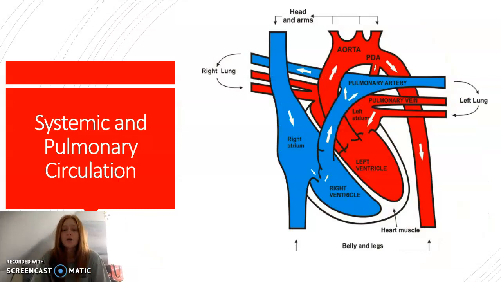So on this slide, we're going to focus on the red part of the heart, which we have learned is the oxygenated blood. So the pulmonary veins empty oxygen-rich blood from the lungs into the left atrium of the heart. And as the atrium contracts, blood flows from your left atrium into your left ventricle through the open mitral valve.